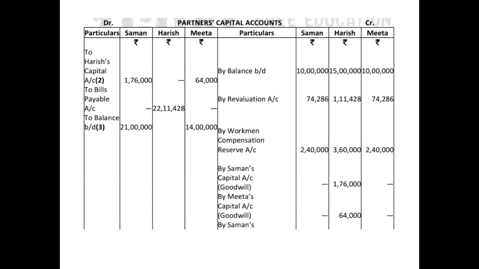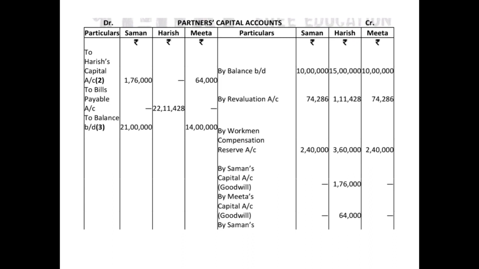Then Harish, the retiring partner, will also get his share of goodwill from the remaining gaining partners in the gaining ratio, which will increase his capital. So on the credit side in the particulars column we have shown the accounts from where he is getting it. So by Saman's capital, his contribution of goodwill 1,76,000 in the Harish column and by Meeta's capital 64,000 in the Harish column. On the debit side we have shown all those items which have decreased their capital balances.